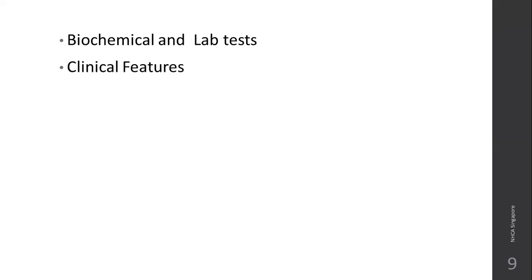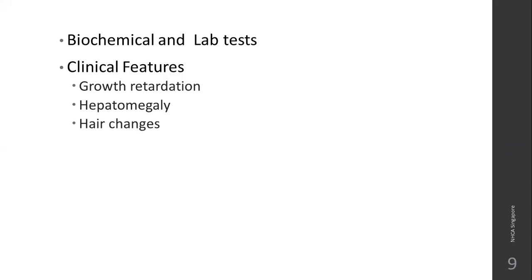Clinical features. The usual clinical features are like growth retardation, the most common feature of malnutrition, where weight is lost, wasting will be there, stunting of the height is there, and it's present in kwashiorkor as well. Hepatomegaly, enlargement of the liver, because of too much fat deposited in the liver. It could lead to jaundice, and it could lead to cirrhosis of the liver as well, if not treated.